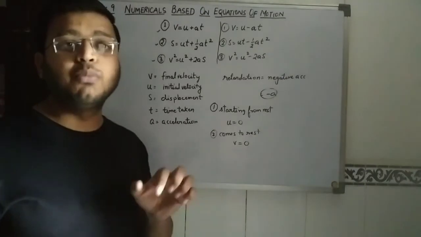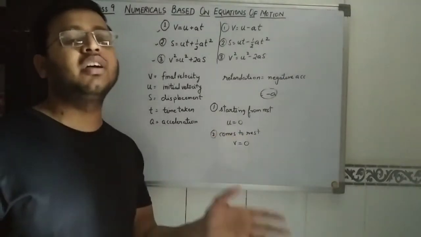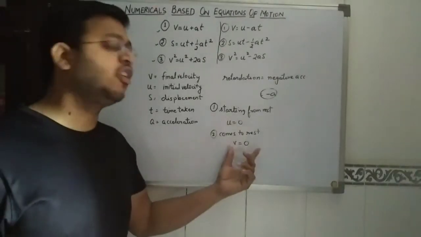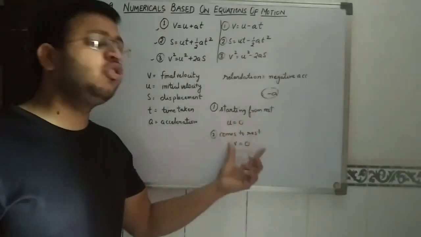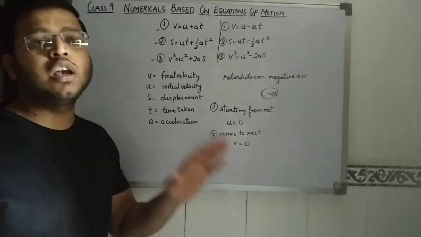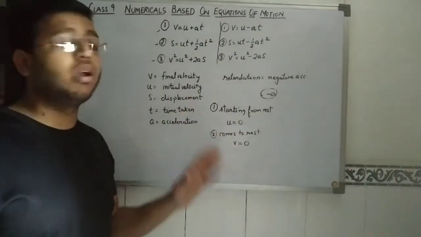And if an object is moving with a particular velocity and after a time interval it comes to rest by applying brakes or anything else, then its final velocity will become 0. So these 2 points will help you in solving the numericals. So this is the overall concept which helps you in solving the numericals.